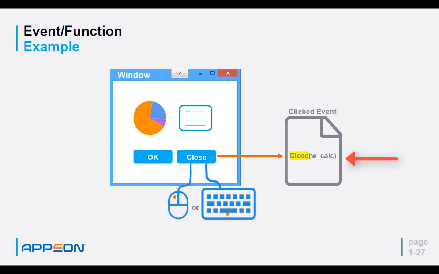In this example here, a script has been written, which is a small piece of PowerBuilder code that says, execute this command whenever this message arrives, which is the clicked event. And the command is, please close the window.